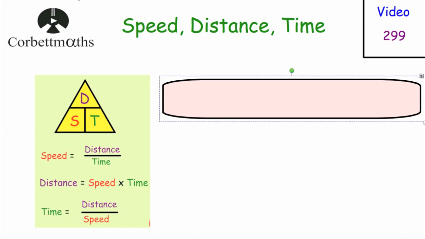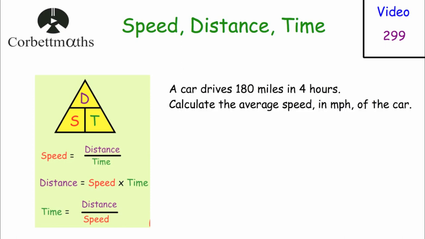So that's one way of remembering speed, distance and time, or you could just consider that 30 miles per hour or whatever speed you've been given and work it out. Okay, so here's a typical question, and we've got a car travels 180 miles in 4 hours.